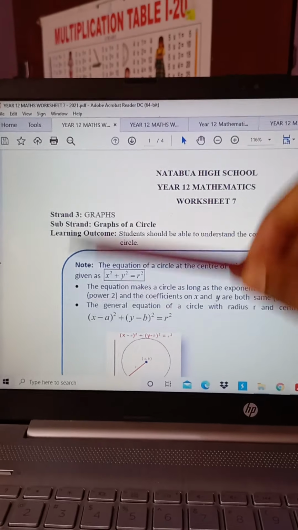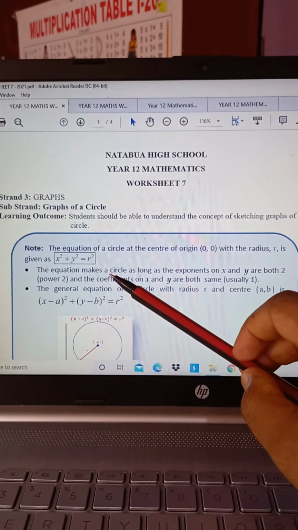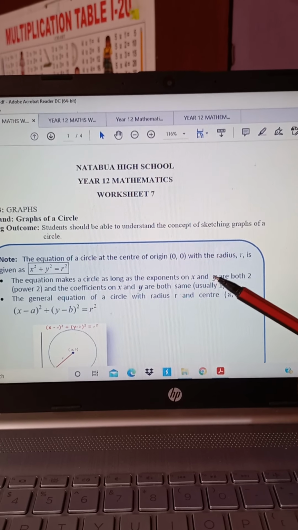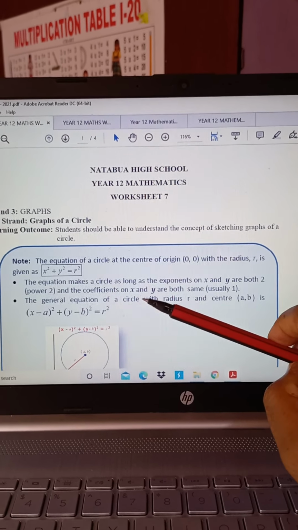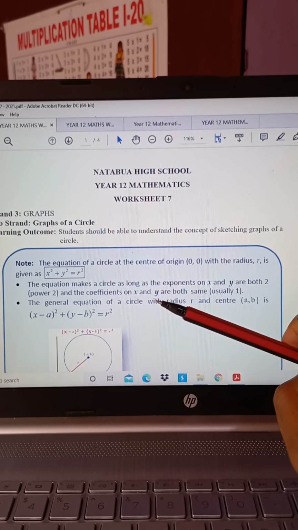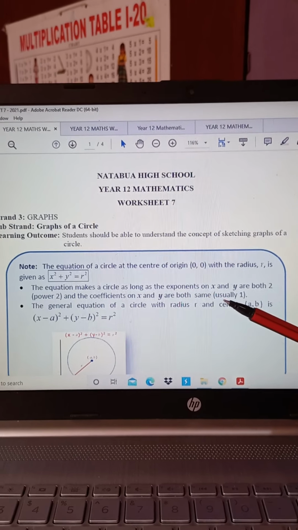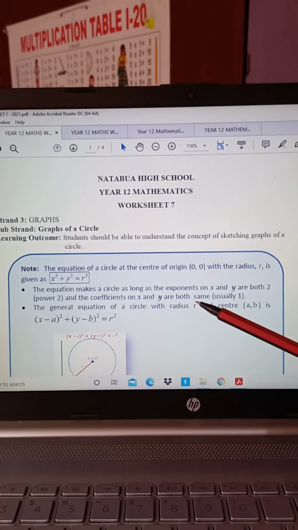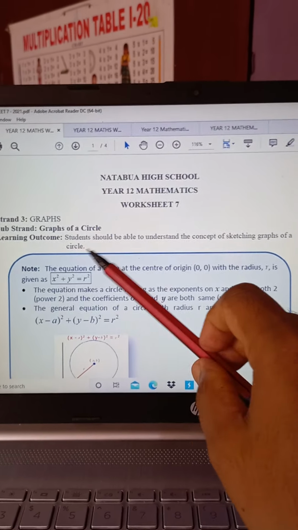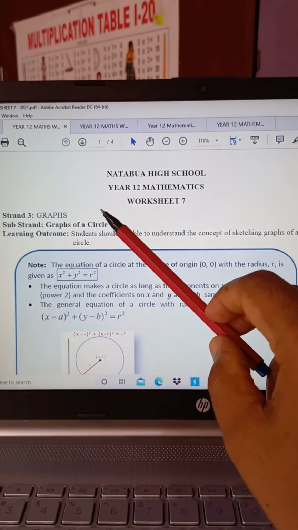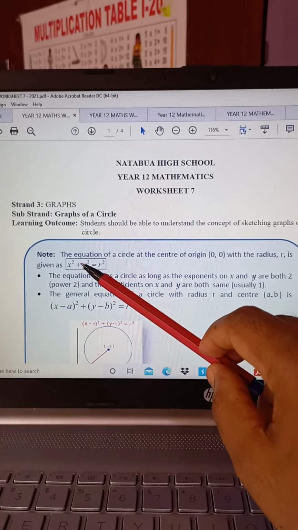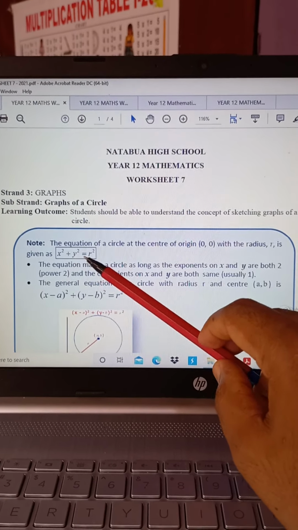Now moving on ahead, the equation makes a circle as long as the exponents on x and y are both 2 and the coefficients on x and y are both the same, usually 1. Now this is also an important part of the equation of a circle. The coefficients for both x and y have to be 1. Okay, if they are not the same, then the graph wouldn't be a circle.